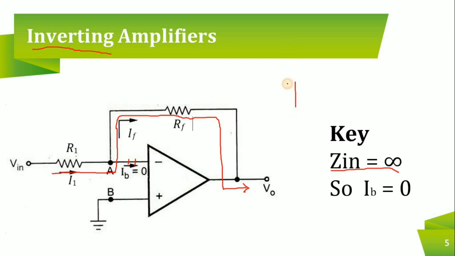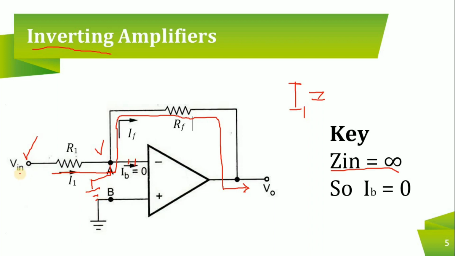Now I want to define the value of I1. As point B is grounded, A is also grounded, because of the concept of virtual ground. If point B is grounded, point A is also grounded. So I1 can be written as, see, what is the difference between voltages here? Vin minus Va divided by R1, right?